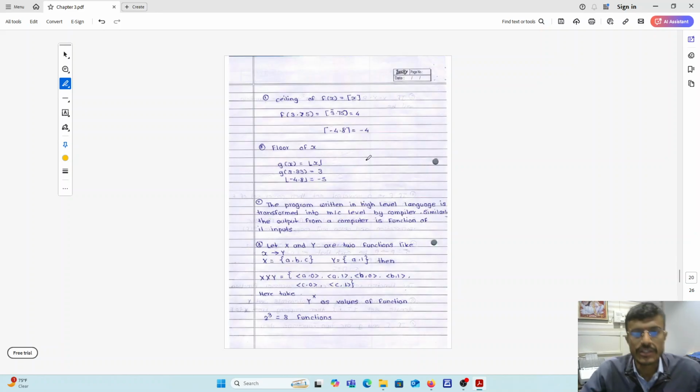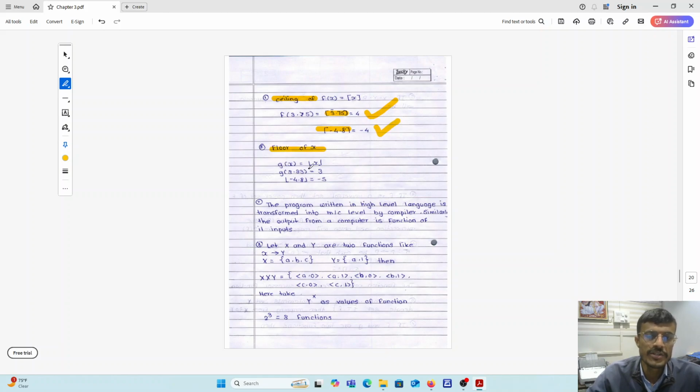So types of function, I am taking important points only. Ceiling function. Ceiling function means it is represented by the notation you can see here, which clearly shows it is a ceiling function, which gives you the upper bound. So upper bound of 3.75 is 4. Upper bound of minus 4.8 is minus 4. So these are the ceiling function.